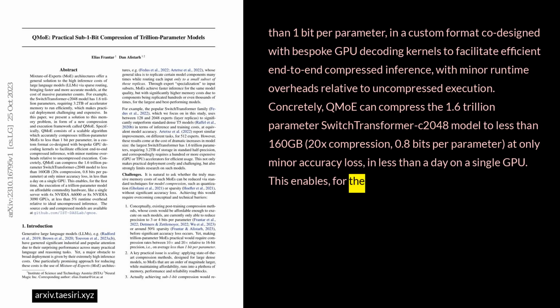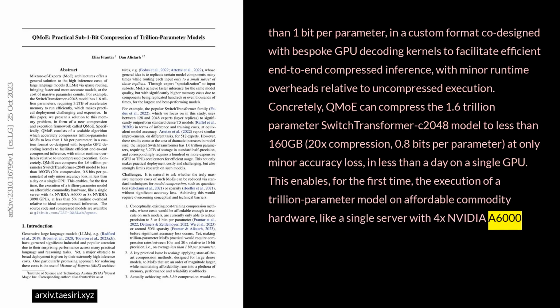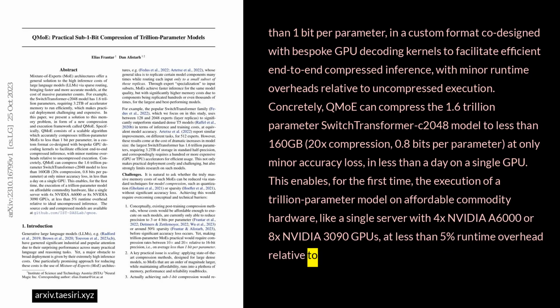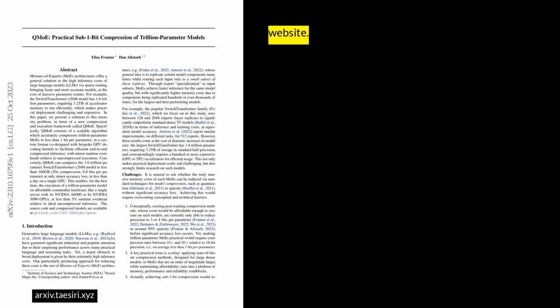This enables, for the first time, the execution of a trillion-parameter model on affordable commodity hardware, like a single server with 4x NVIDIA A6000 or 8x NVIDIA 3090 GPUs, at less than 5% runtime overhead relative to ideal uncompressed inference. The source code and compressed models are available at the project's website.